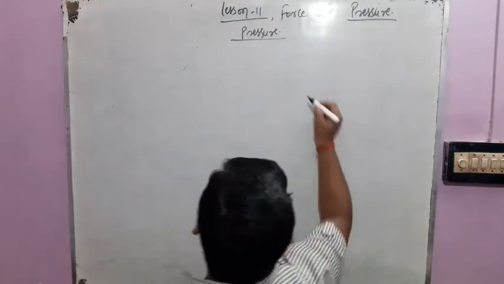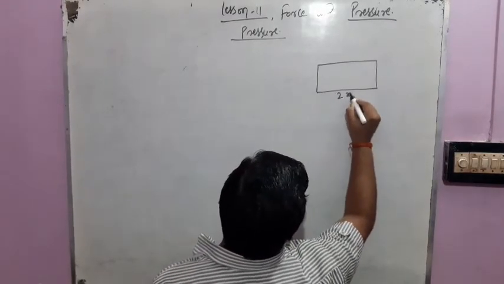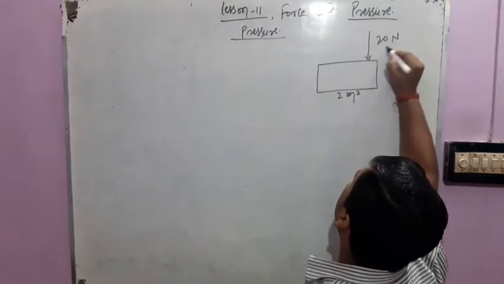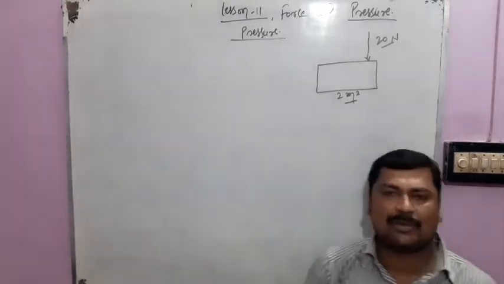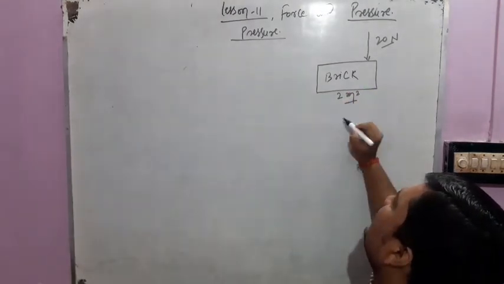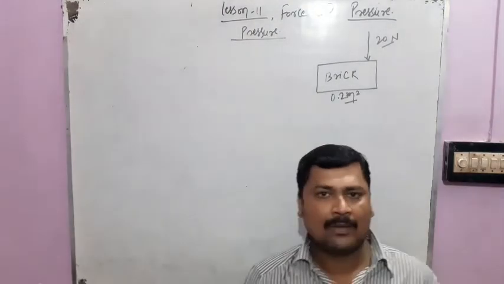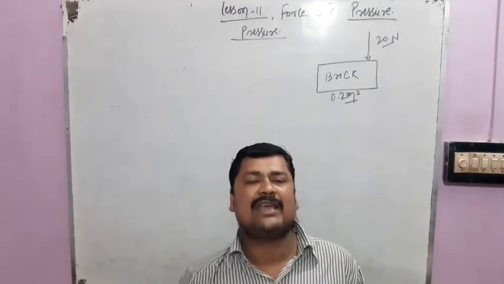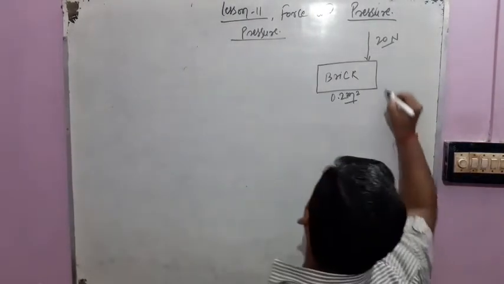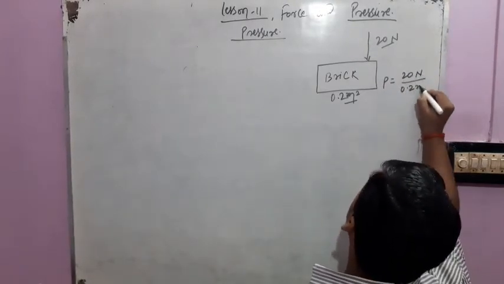Suppose here is a brick whose area is 0.2 meters square, and I am exerting a force of 20 Newton over it. Then what is the pressure over that? Here the pressure is 20 Newton by 0.2 meters square.